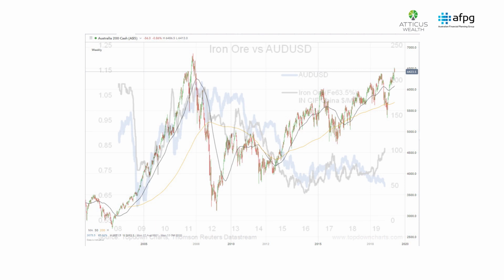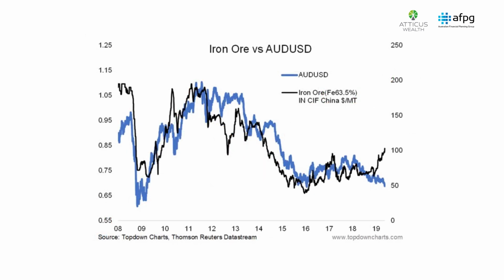I also note some interesting divergence between the Aussie dollar and the iron ore price. This chart shows the price of iron ore in black since the year 2008. The Australian dollar is in blue. The relationship has been very close in the past, but more recently, this relationship has been breaking down.